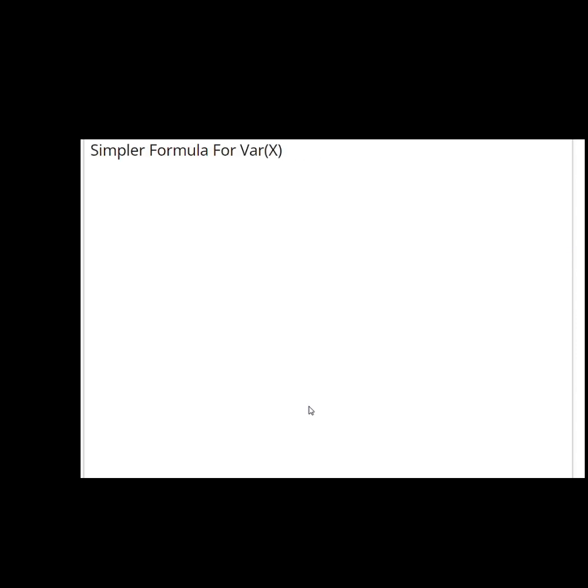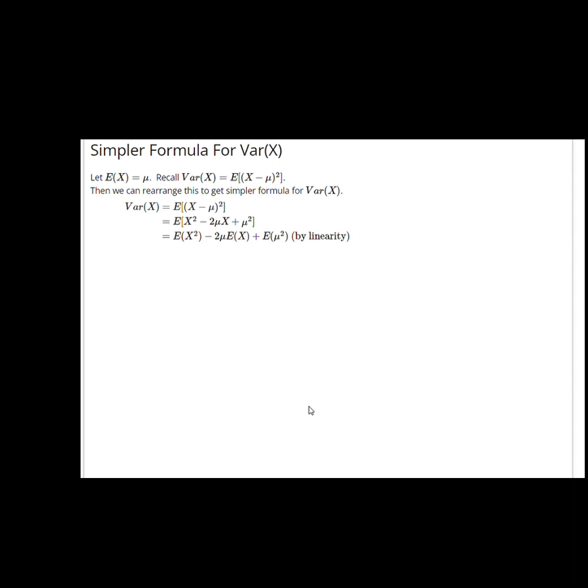Simpler formula for obtaining the variance. Let's suppose the expected value of x is mu. Variance is defined to be the expected value of the quantity (x minus mu) squared. We can do some relatively simple algebra to get an alternate formula for the variance, simpler at least under some circumstances. We can begin by expanding the square (x minus mu) squared to get x squared minus 2 mu x plus mu squared, and then passing the expected value through, since the expected value of a sum or difference is the sum or difference of the expected values, we get E of x squared minus 2 mu E of x plus E of mu squared.